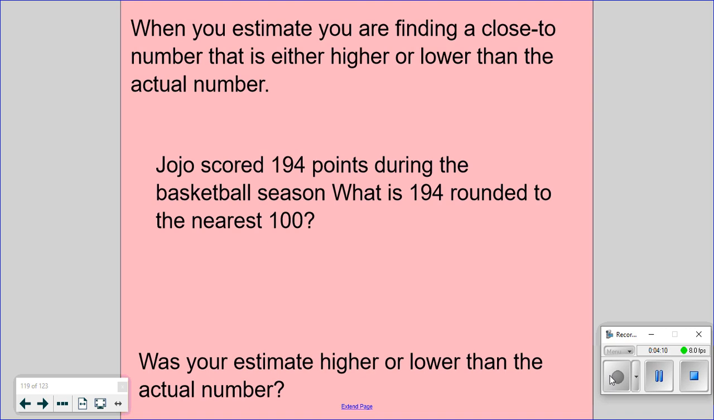All right, so let's look at this example. It says JoJo scored 194 points during the basketball season. What is 194 rounded to the nearest 100? Go ahead and do that in your notebook. You don't have to write the problem, but go ahead and solve 194 rounded to the nearest 100. Rounded means we're finding a close to number, and we are finding a close to number that's a multiple of 100. So it's what we've been doing the last couple of weeks.